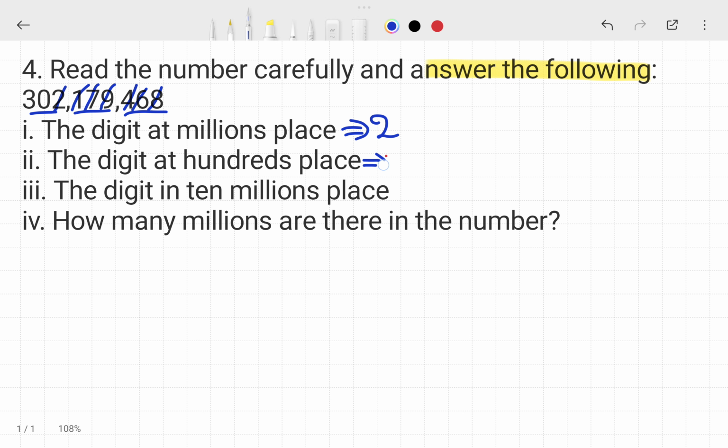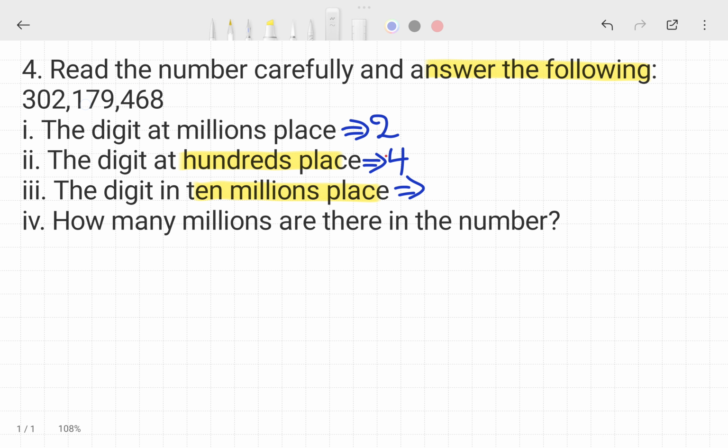Okay, this is over. Now the second question: the digit at the 100 place. Count: ones, tens, 100. 4 is in the 100 place. Now let's talk about the third question. Let's see: the digit in the 10 million place. Which digit is in the 10 million place? Count: ones, tens, 100, 1000, 10,000.